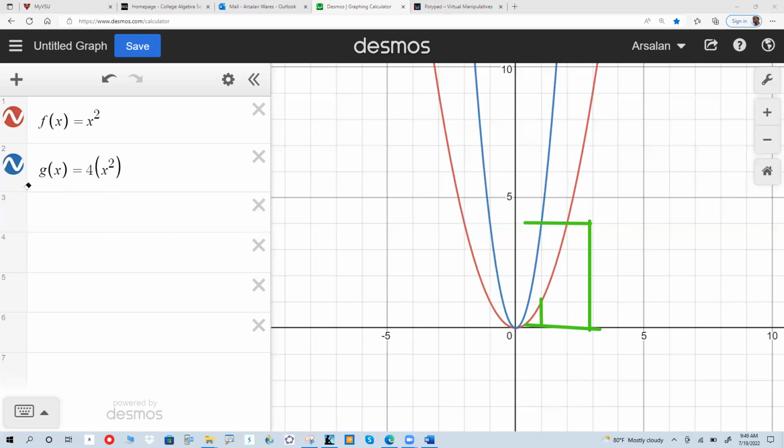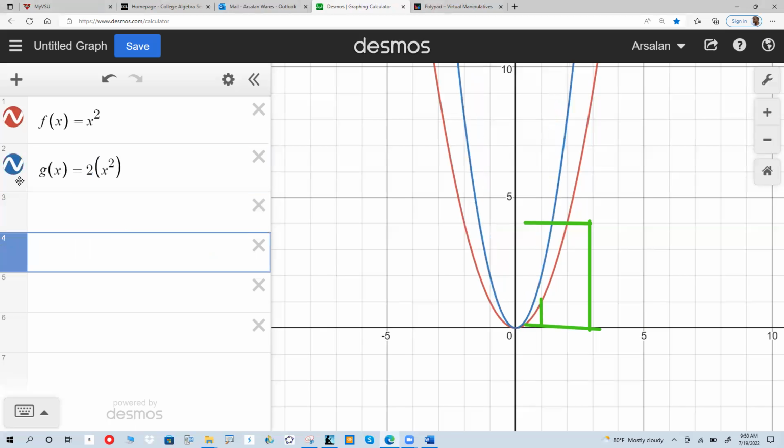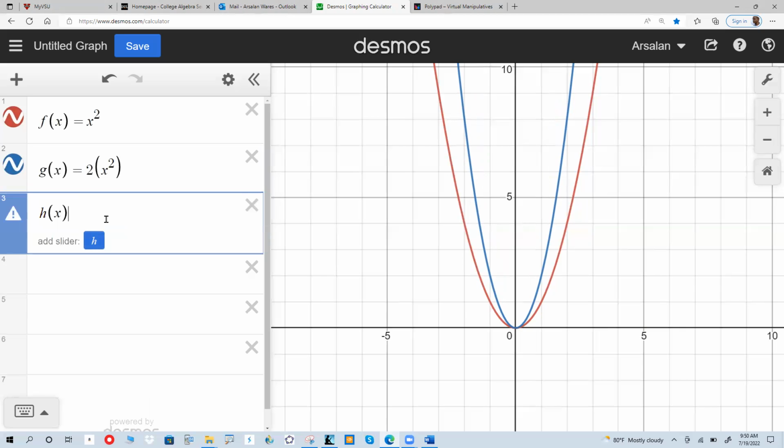Okay, guys, I'm going to leave the blue one here, and I'm going to make this a 2. I'll tell you why in a second. I'm going to talk about vertical shrinkage now. It's all going to be vertical. So I'm going to take the whole function, I'm going to call it h of x. I'm going to take the whole function, which is x squared. I can write f of x.